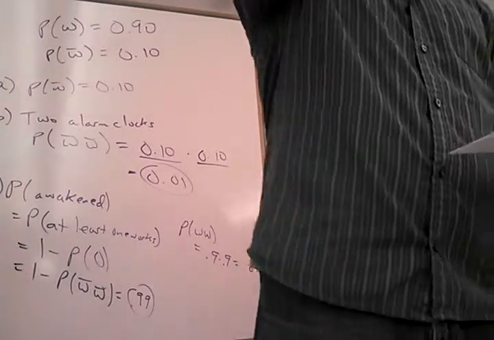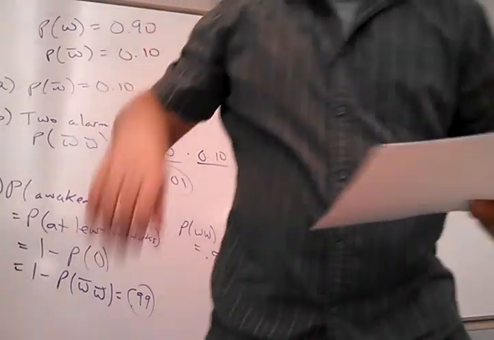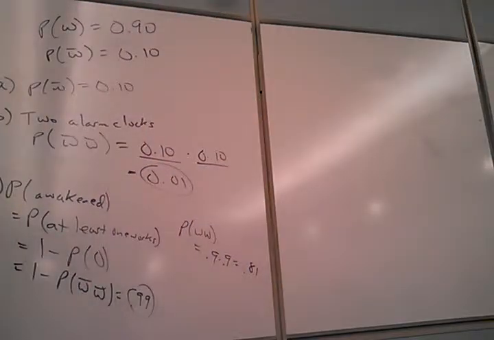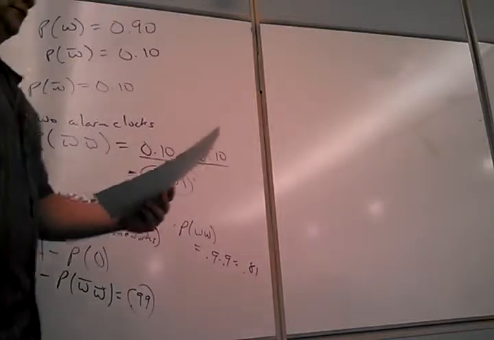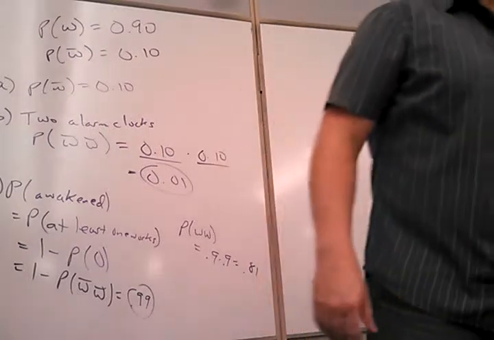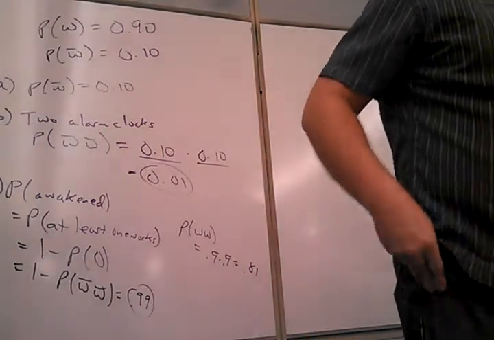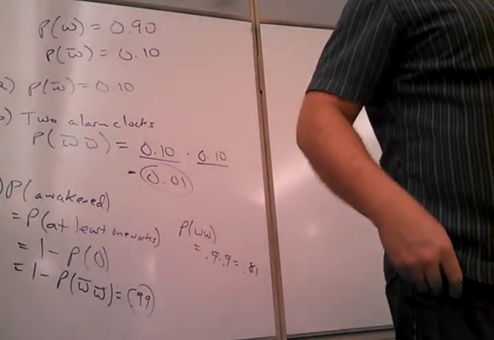Yes, sir. How come we don't do a sample space for this first one? You could, but you don't really need to, especially because, well, I know on number two this is true also, but they're both not equally likely.